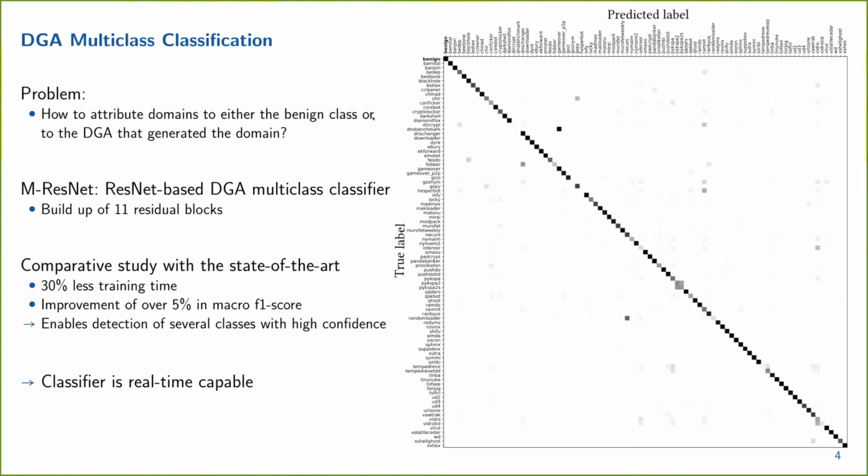Again, we did a comparative study with the state of the art and could show that our classifier requires 30% less training time. And we could also show that we achieve an improvement of over 5% in macro F1 score, which corresponds to the fact that our classifier is able to detect several classes with high confidence, which the other state-of-the-art classifier cannot correctly detect. And again, we tested this classifier in a 1 month recording and could show that it is real-time capable.